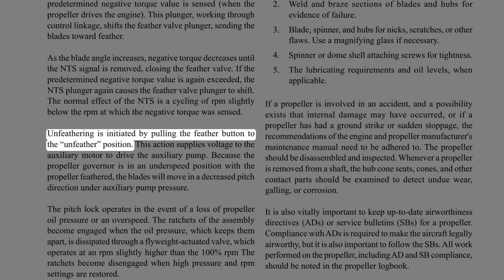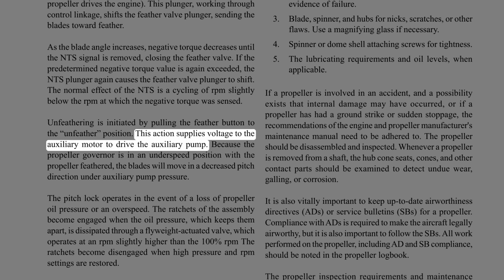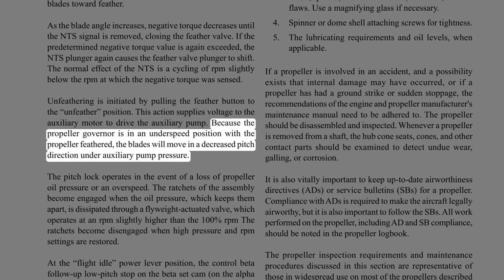Unfeathering is initiated by pulling the feather button to the unfeather position. This action supplies voltage to the auxiliary motor to drive the auxiliary pump. Because the propeller governor is in an underspeed position with the propeller feathered, the blades will move in a decreased pitch direction under auxiliary pump pressure.